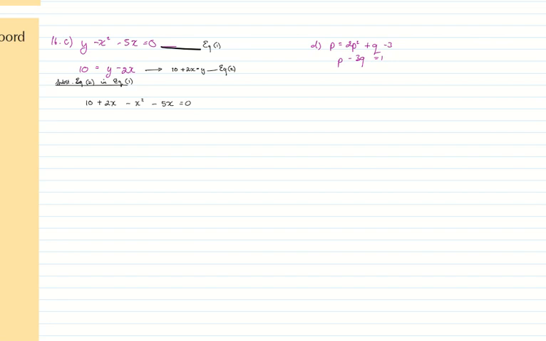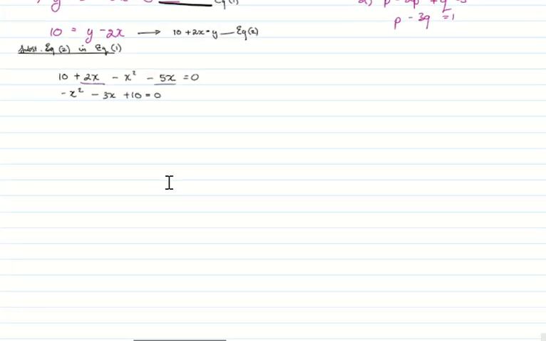Then I'm going to look for like terms. What are the like terms here? Let's see if we can identify the like terms. 2x and negative 5x. What else? Only that. Alright, let's write them in descending powers: negative x squared plus 2x minus 5x, which is negative 3x, plus 10 is equals to 0. I'm just going to zoom in slightly there so that you can follow.